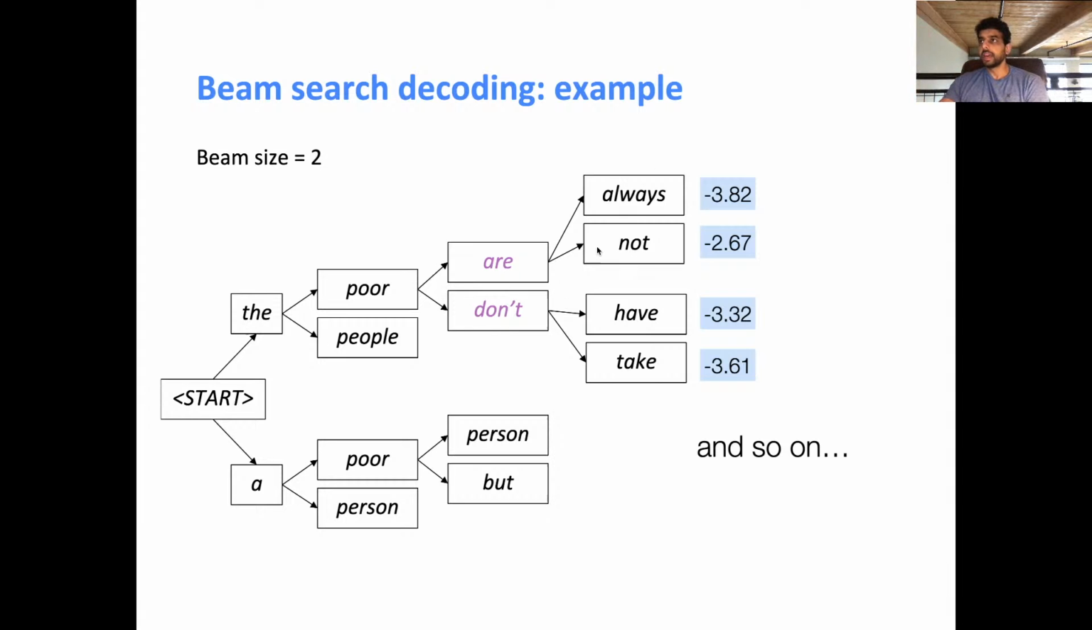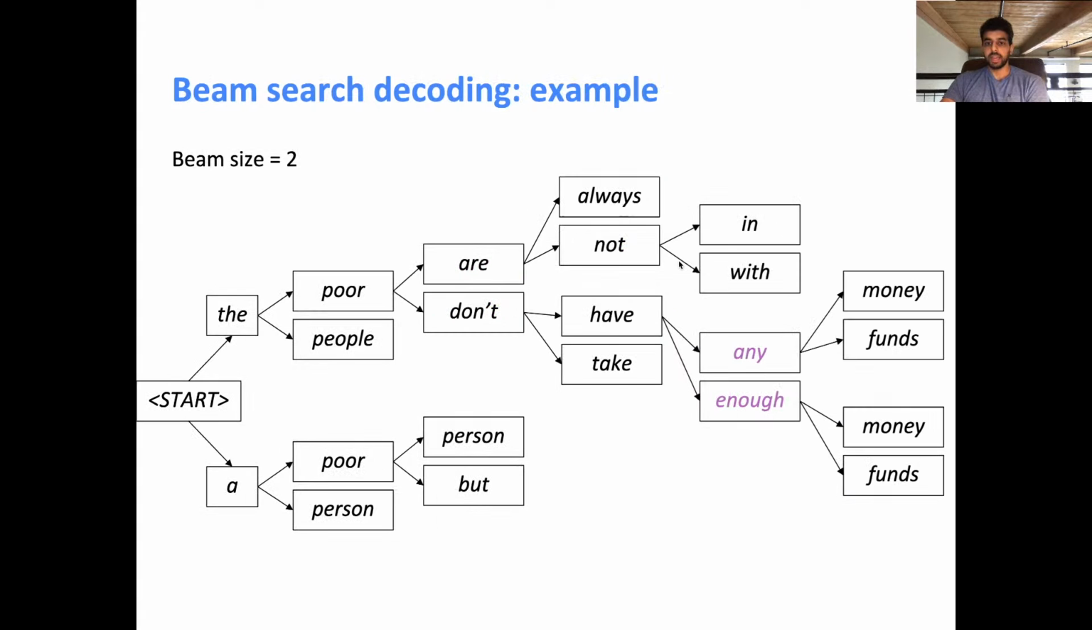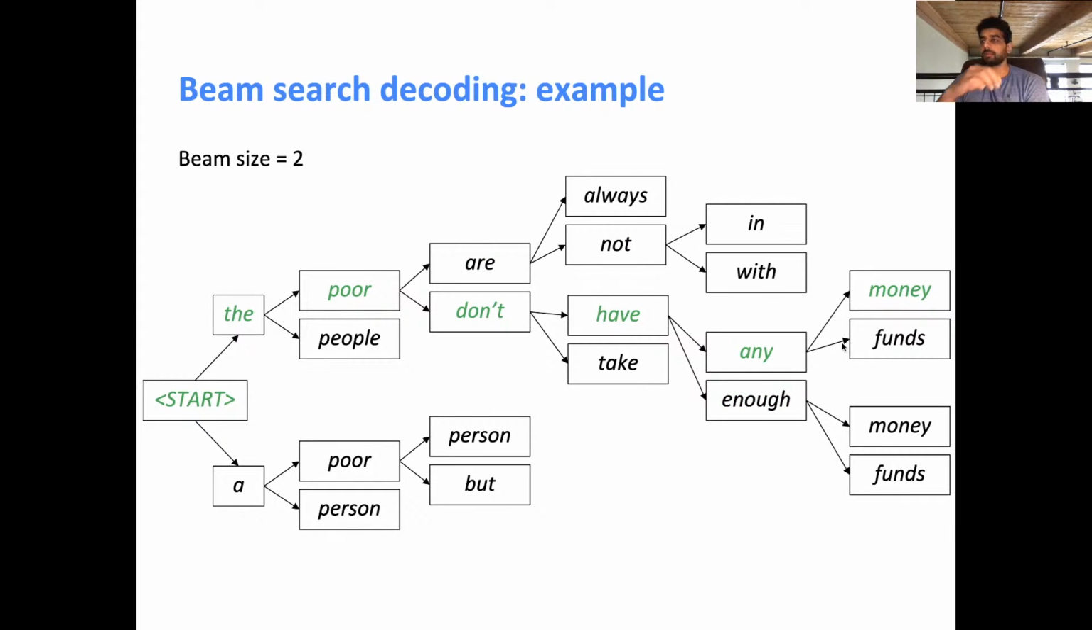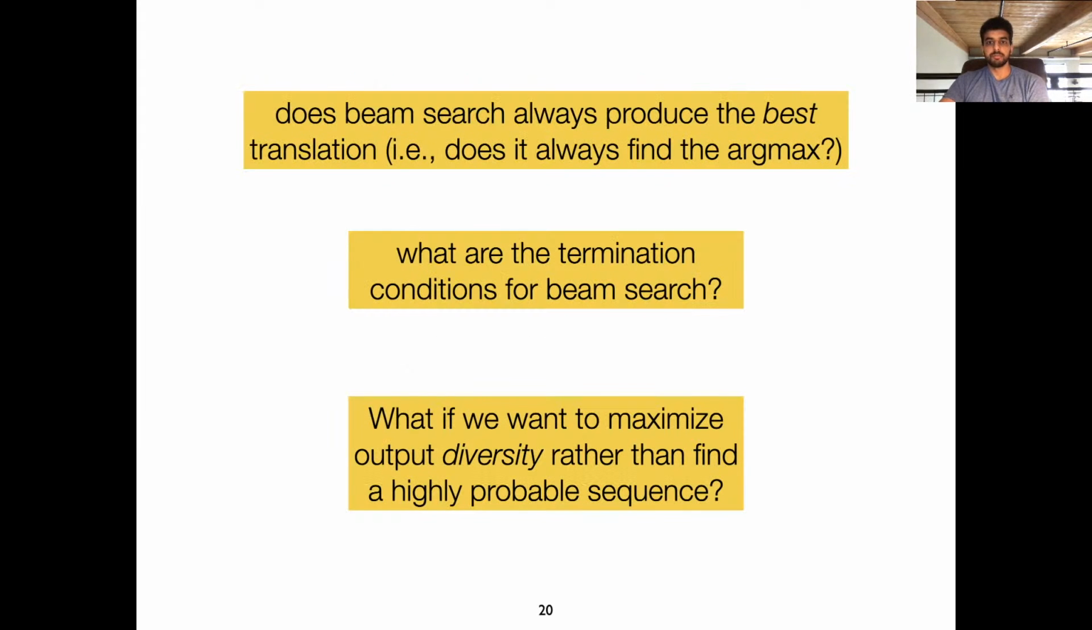So again, we get the output of the softmax layers for these two sequences, and we are going to do the same process, and so on until eventually we come up with the final most probable translation that we get out of this beam search. So it's very intuitive, it's simple to implement, and for translation at least, it results in higher quality outputs compared to greedy search, but there are some limitations of beam search.